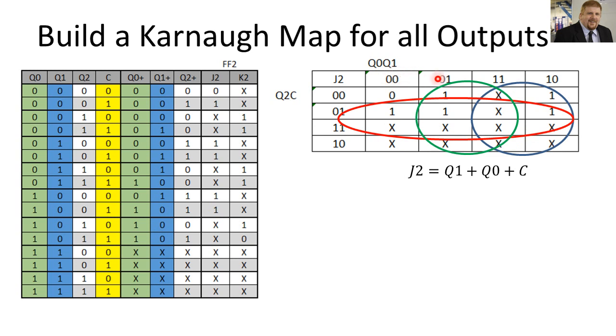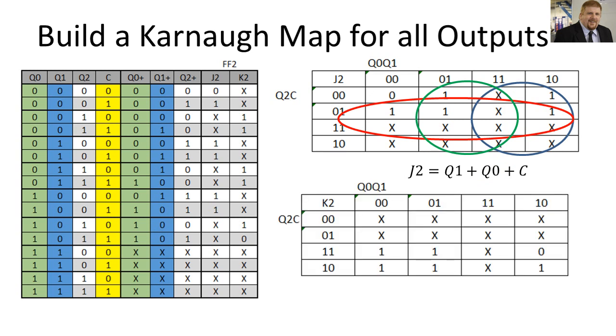And finally the red loop, Q0 and Q1 are a 0 or a 1 somewhere in that loop, so both disappear. Q2 is a 0 in this row and a 1 in this row, and C is a 1 in both rows, so we're left with C. So J2 is Q1 or Q0 or C.